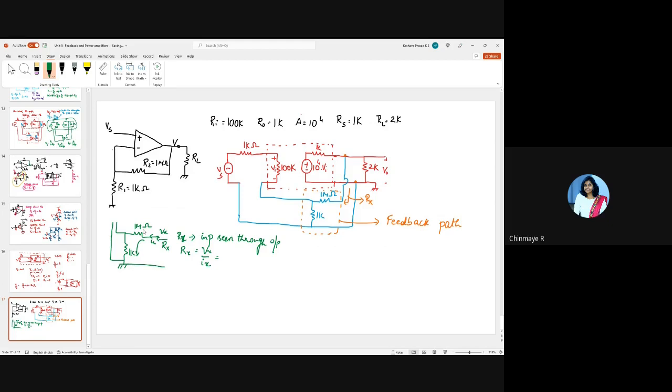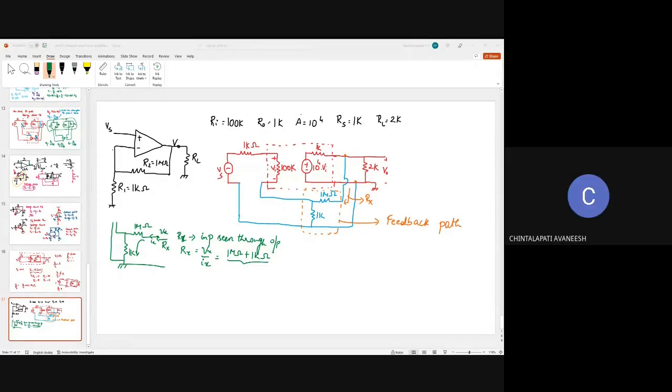How are these 2 resistors connected? They are connected in series, right? So therefore, I can write Rx is equal to 1 mega ohm plus 1 kilo ohm. Correct? So this is the impedance seen through the output when you're seeing into the feedback path. In other words, we say the feedback path loads the output with this much resistance.